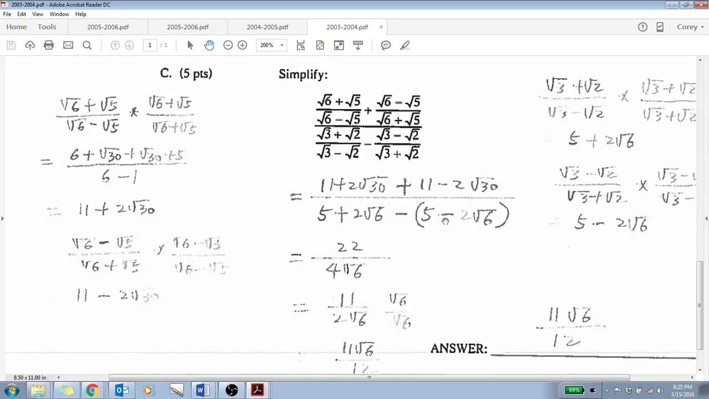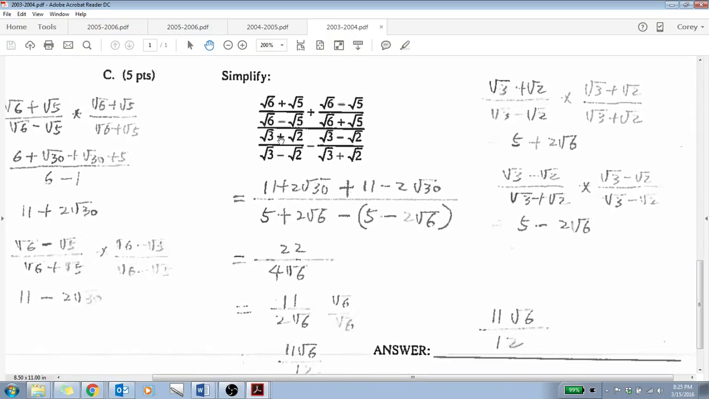So I do the same thing. I rationalize this expression, so I multiply by the conjugate. And that's what I have over here. I have square root of 3 plus square root of 2 over square root of 3 minus square root of 2. Multiply the top and the bottom by square root of 3 plus square root of 2. When I multiply all that out, I'm left with 5 plus 2 square root of 6. So I'm left with that right there.